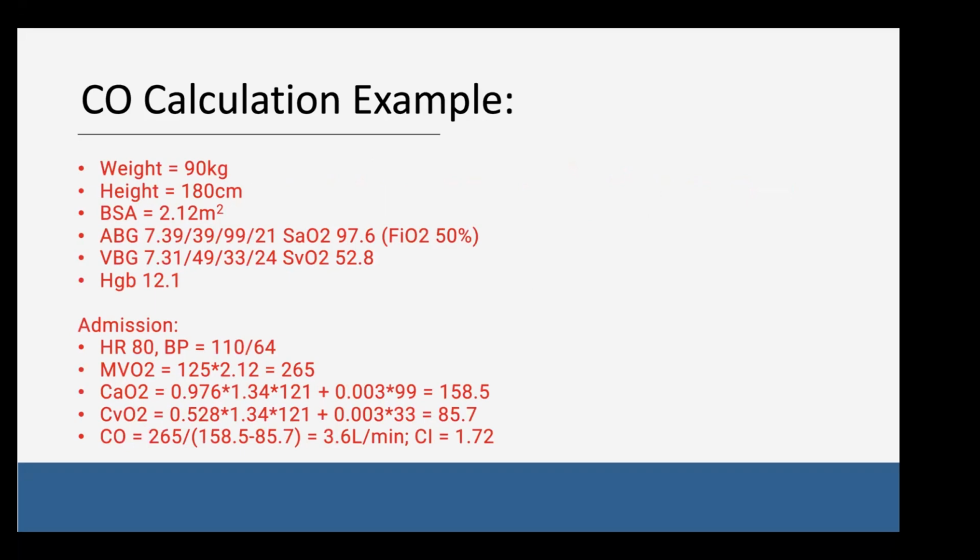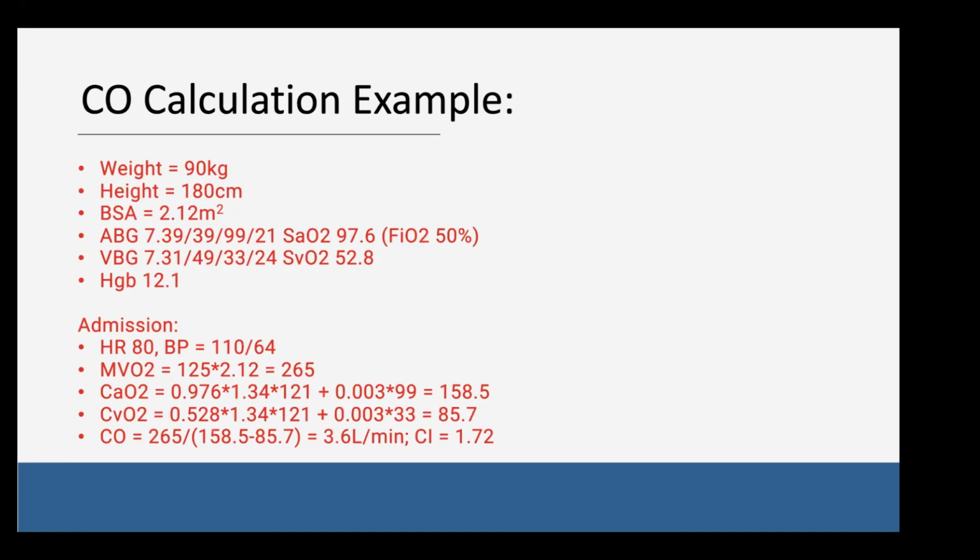So on admission labs, his weight is 90 kilograms. His height is 180 centimeters. And so I calculated the BSA for you guys, just 2.12 using the Dubois formula. And his ABG shows a gas of 7.39, 39, 99, calculated bicarb of 21, and a SAT of 97.6 on an FiO2 of 50% because he's still intubated. The venous blood gas, which is actually a central venous and not a mixed venous, is 7.31, 49, 33, and a calculated bicarb of 24 with an SVO2 of 52.8. And his hemoglobin on admission is 12.1.